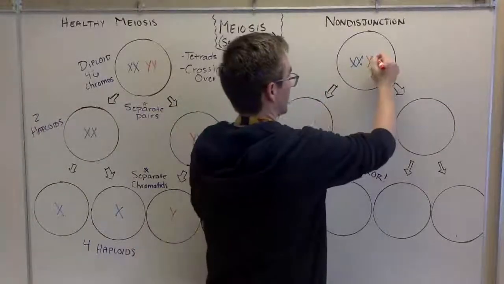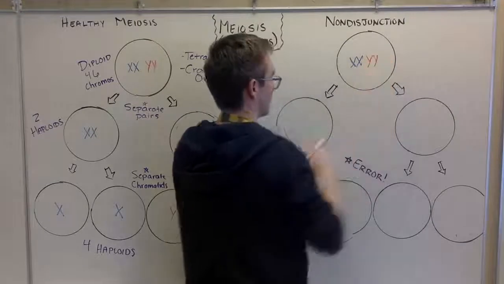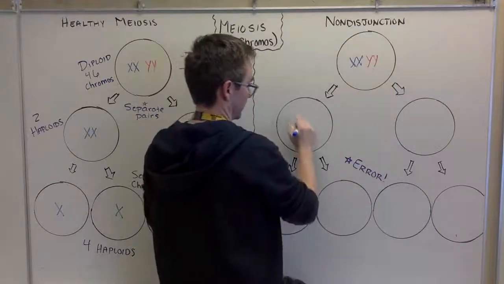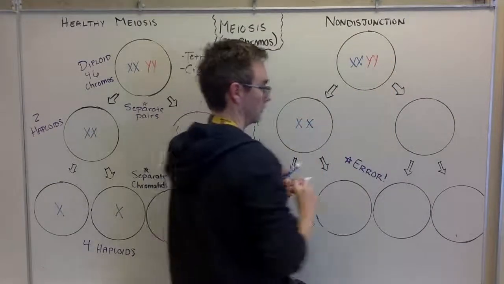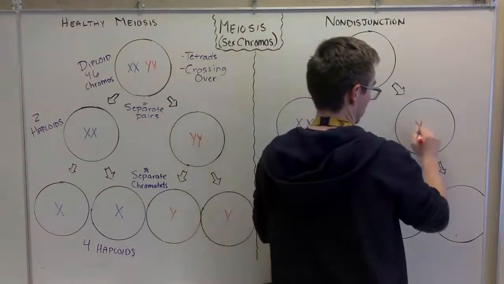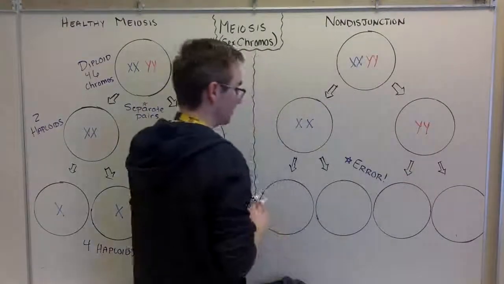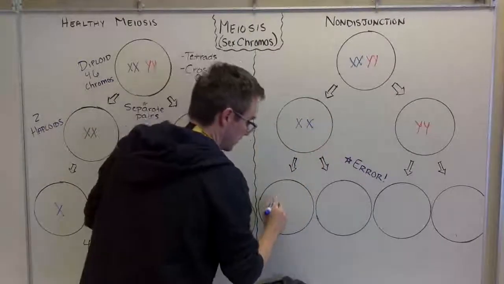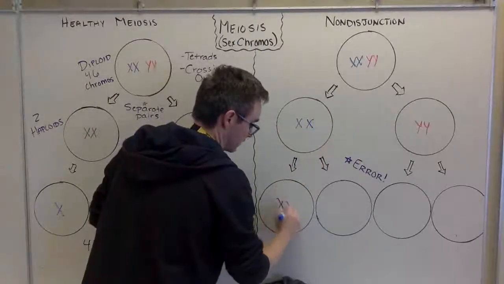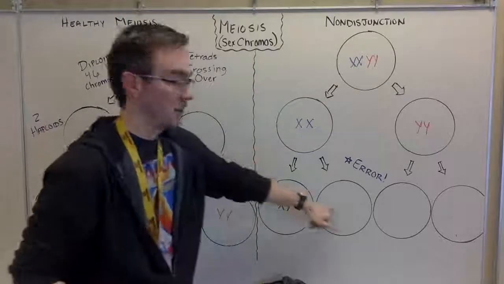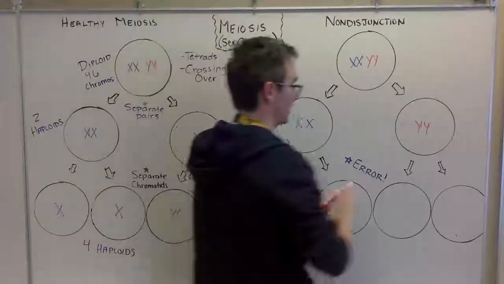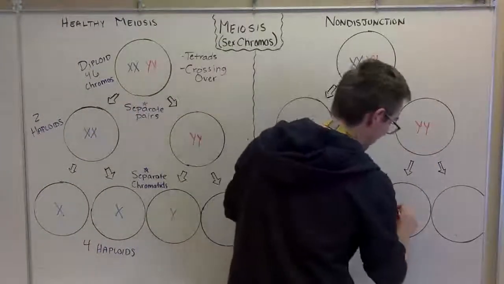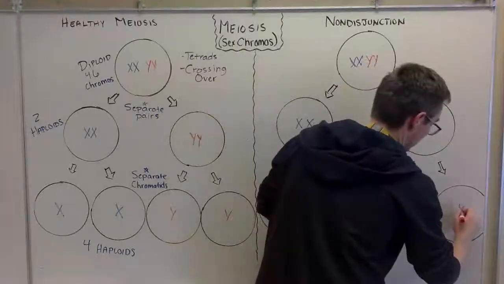So we go through DNA replication. We have two copies, and they split here. But now it's a problem. We have an error, a problem with the separation. So maybe we're supposed to have one X in here, but maybe we have two copies, which means there's none in here. And then maybe the separation of the Y is okay.